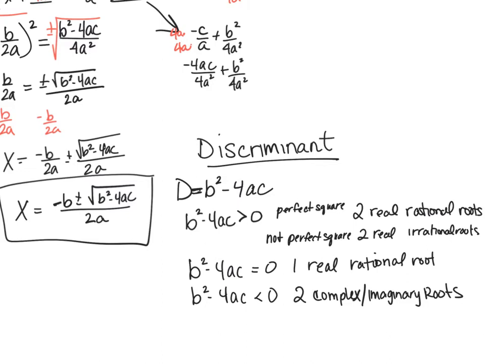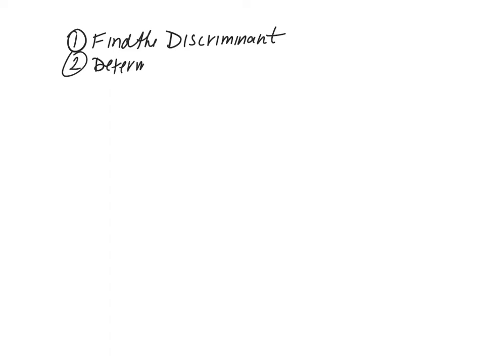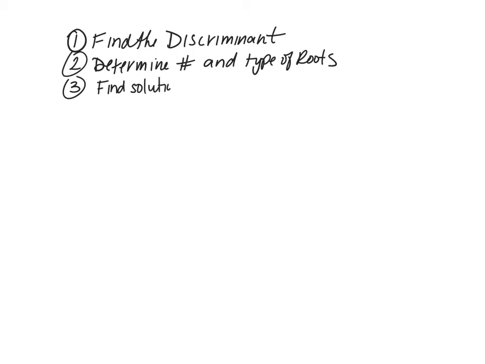So let's do our first example. On the homework tonight, you are going to be asked to first find the discriminant. Second, determine the number and type of roots. And third, it's going to ask you to find the solutions. And once you've done the discriminant part, the quadratic formula part's a lot easier. There's a lot less mistakes you can make.